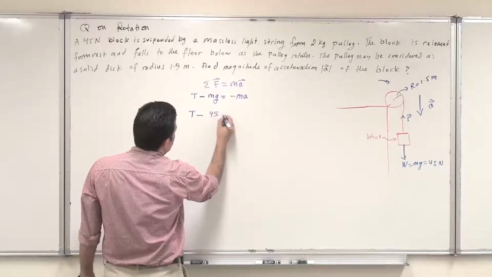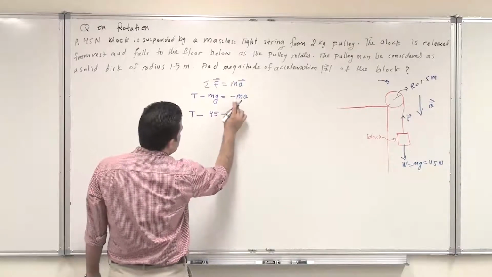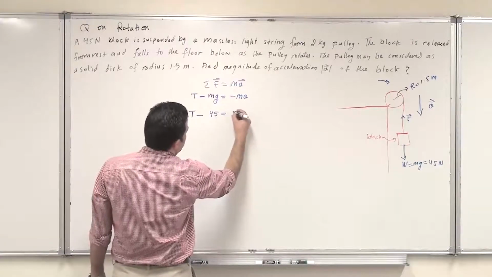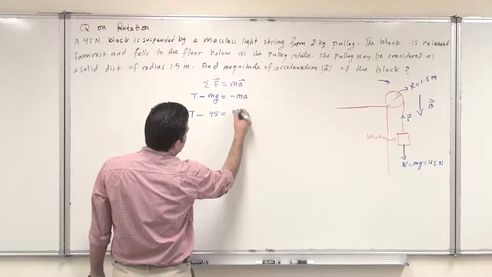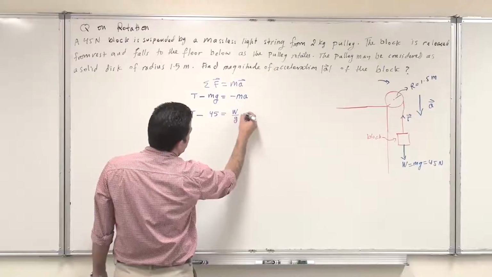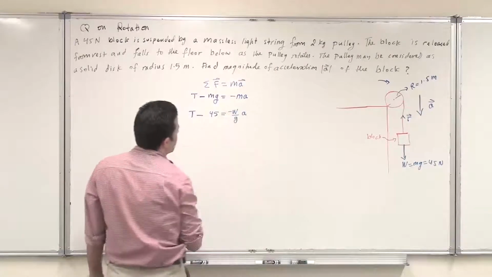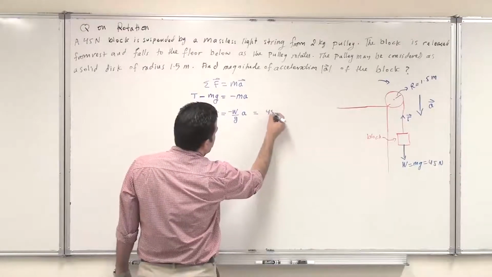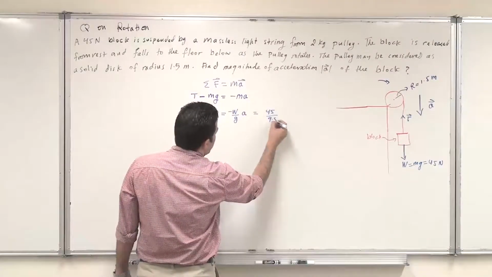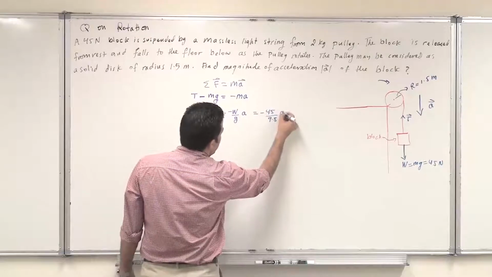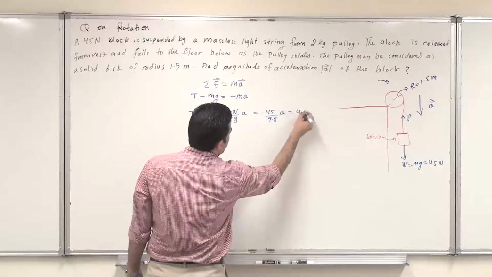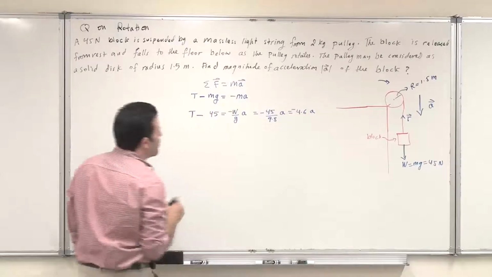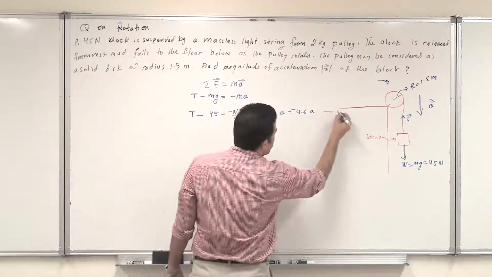Now, this T is unknown, minus mg, which is the weight of the block, given in the question as 45 Newtons, should equal minus the mass. We know the weight is mg, so the mass is the weight divided by g, multiplied by a. So this will give 45 divided by 9.8 multiplied by a, and this will give negative 4.6 a. Now we can leave this equation and call it equation 1.